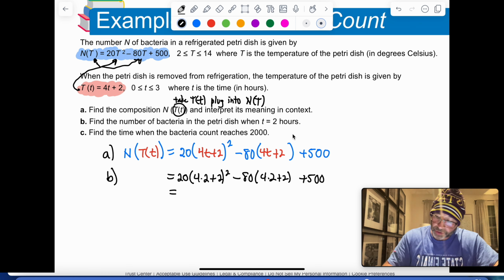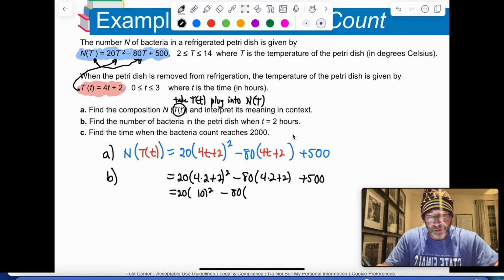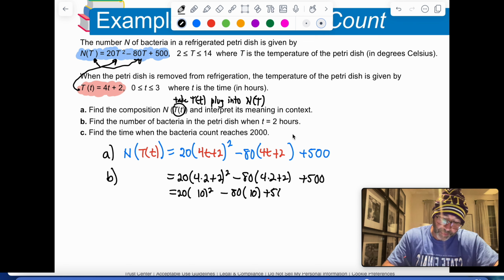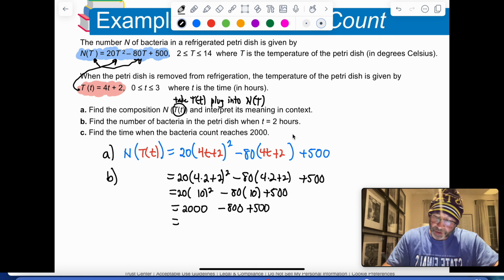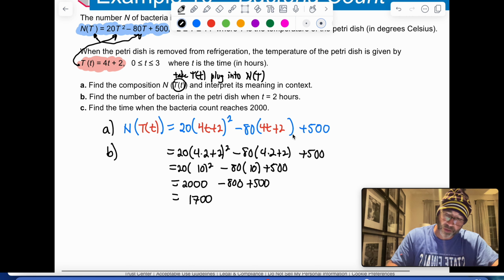All right, I'm going to try to do some mental math here. 20 times this will be 8 plus 2, which is 10 squared, minus 80 times this will be 8 plus 2, which is 10, plus 500. So this will be 20 times 100, which is 2,000, minus 800 plus 500. So that means that we're going to have 1,200 plus 500, 1,700 in the petri dish. So 1,700 bacteria.